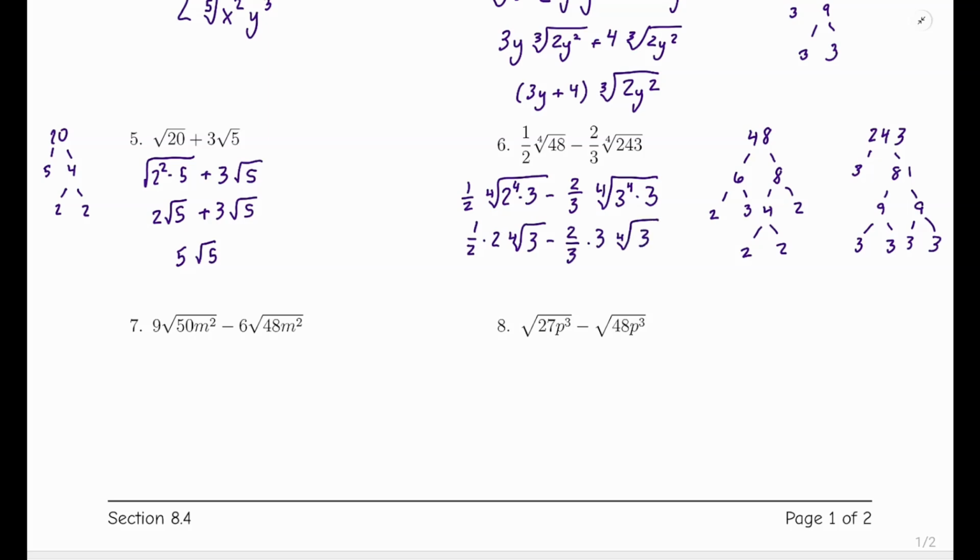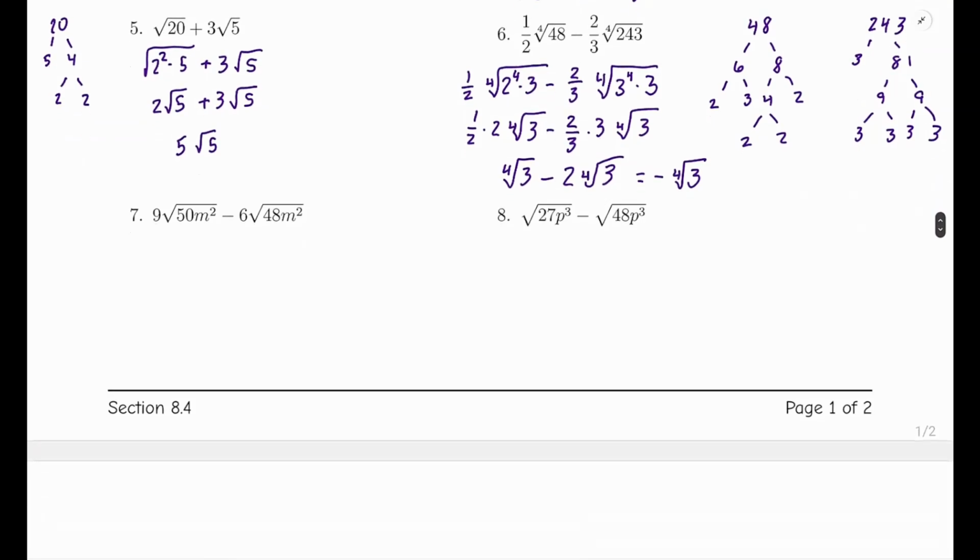The 1/2 and 2 cancel out, so we get fourth root of 3. The 3's cancel out, so minus 2 fourth root of 3. Now they're like terms. 1 minus 2 is negative 1 fourth root of 3.